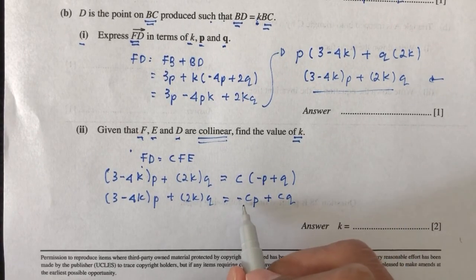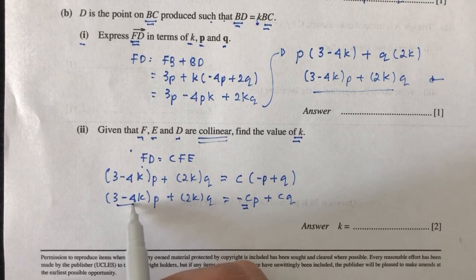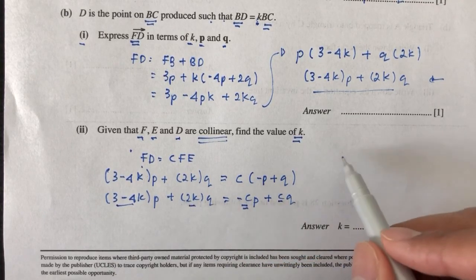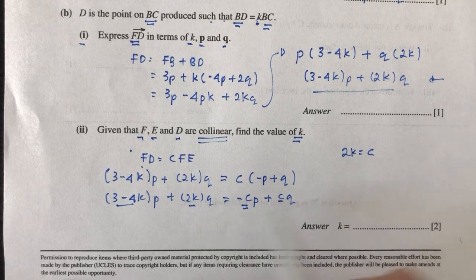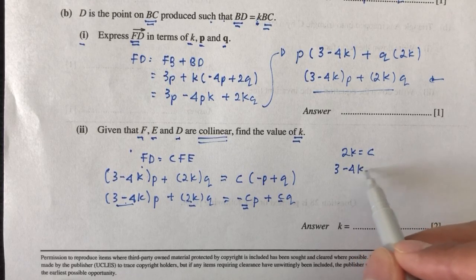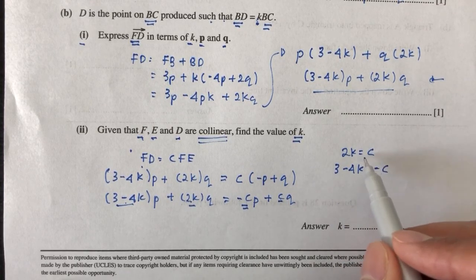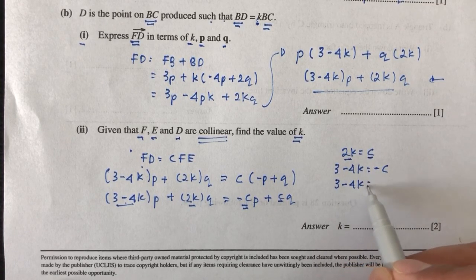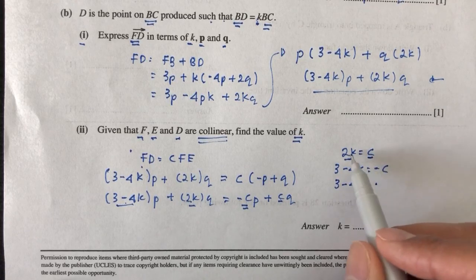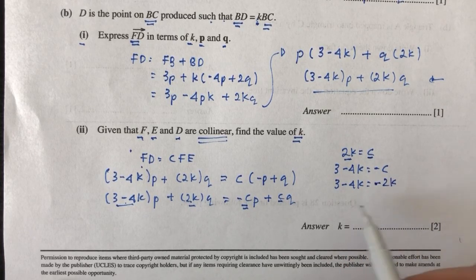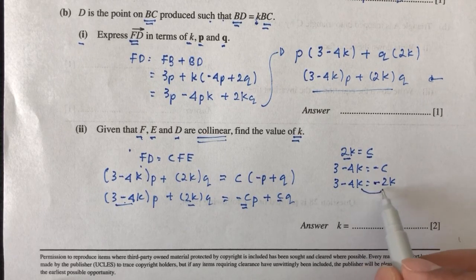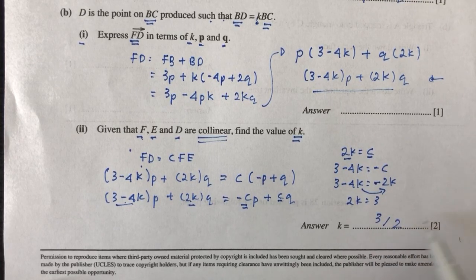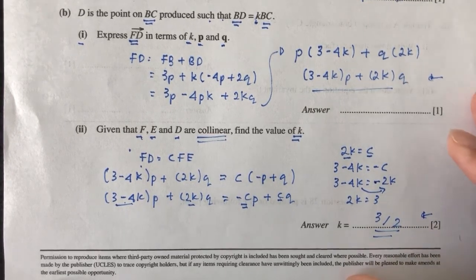Now we have to compare the coefficients of both sides. First thing we have here is 2K equal to C for the Q terms. And for the P terms we have 3 minus 4K equal to minus C. So we know C is equal to 2K. Replace this in the other equation. We have 3 minus 4K is equal to minus 2K. So if we bring this over here, we will have 2K equal to 3. So K equals 3 over 2. And that is your answer for part 2.